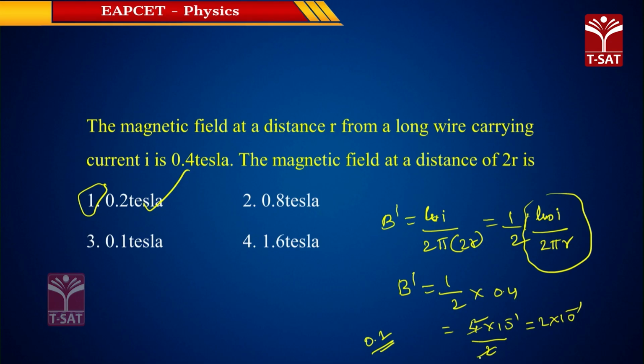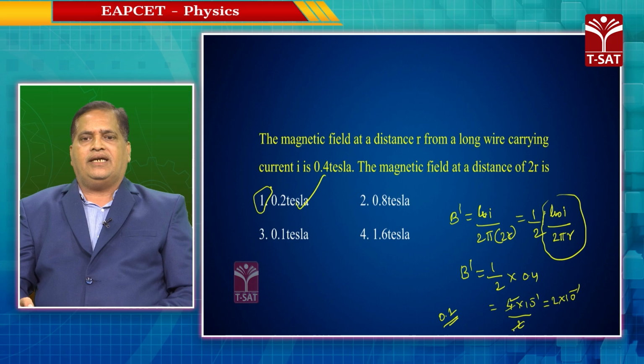Okay, are you clear? General formula is that B dash is equal to mu 0 I by 2 pi R. But here the distance R is from a long wire carrying a current. Here the magnetic field at a distance of 2R. At R place we substituted 2R. The starting value 0.4 is there, so simplifying, 1 by 2 into 0.4 came. Okay? That is 2 into 10 to the power minus 1, that is 0.2 Tesla.